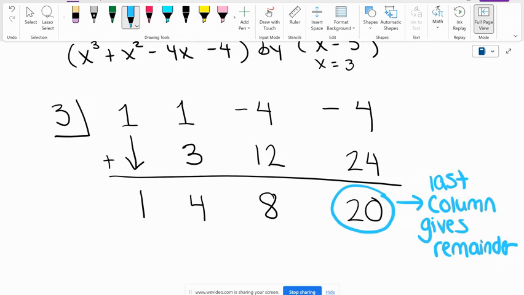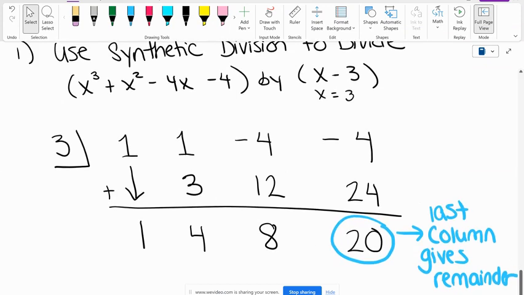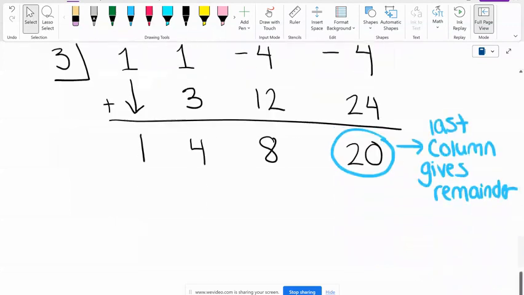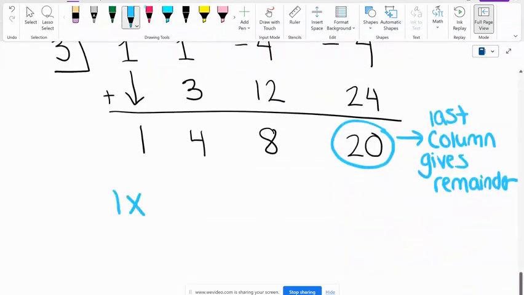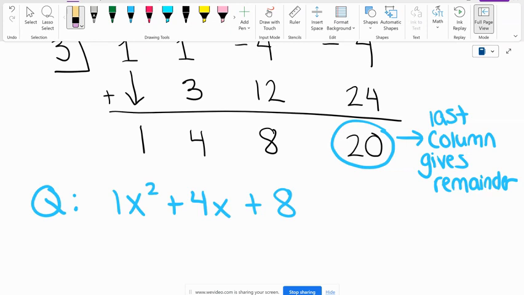And our quotient will be 1 degree less than the dividend. So my highest exponent in my dividend was x to the 3rd power. So for my quotient, I'm going 1 less than that. So it's going to start off with x to the 2nd power. So this is going to be 1x squared, or just x squared, plus, since it's a positive, 4x plus 8. This is our quotient. Do I need that 1 in front of the x squared? No. And our remainder is 20.